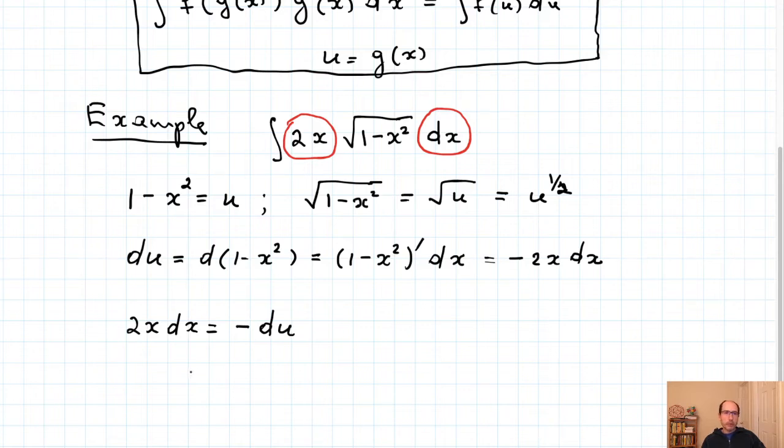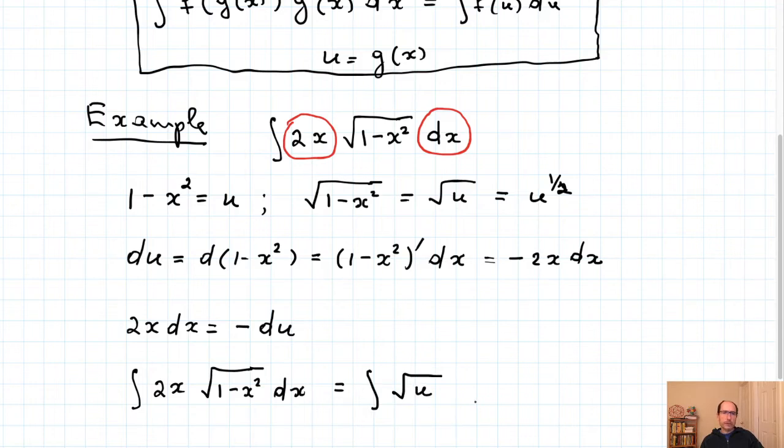Now we can put all of this in our integral. So we have the integral of 2x square root of 1 minus x squared dx. And we're making the substitution u equals 1 minus x squared. And the square root of 1 minus x squared becomes the square root of u. And then instead of 2x dx, we will put negative du.